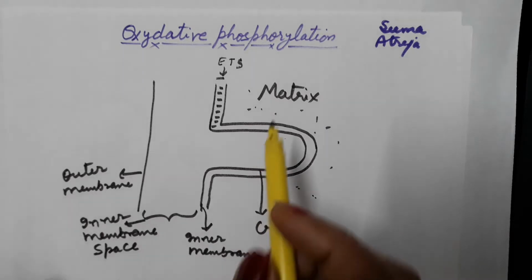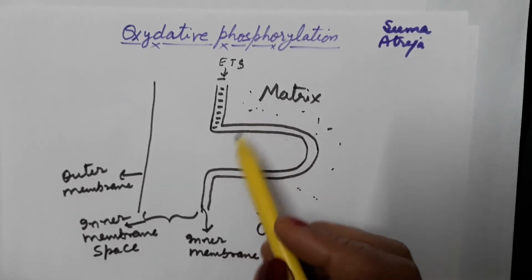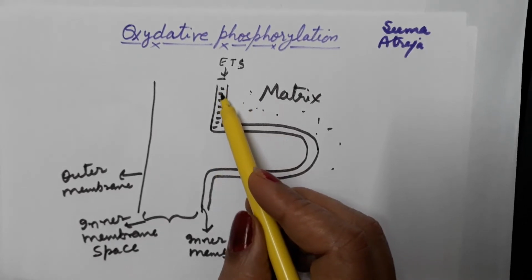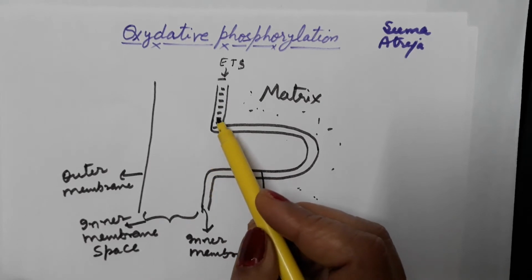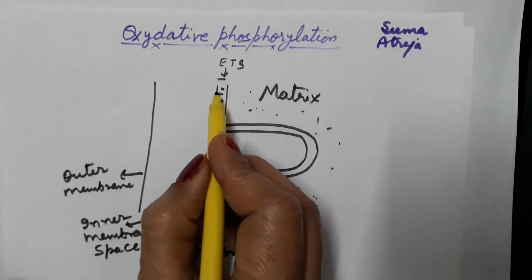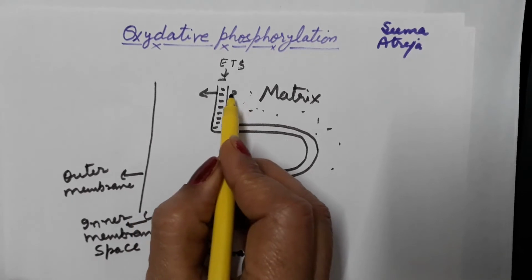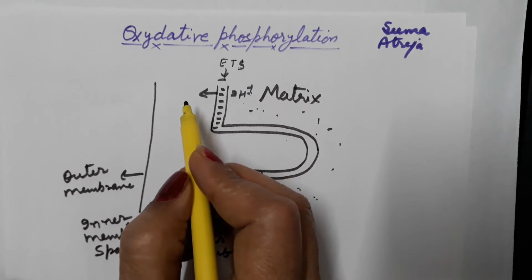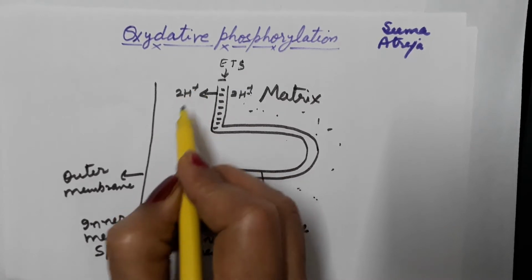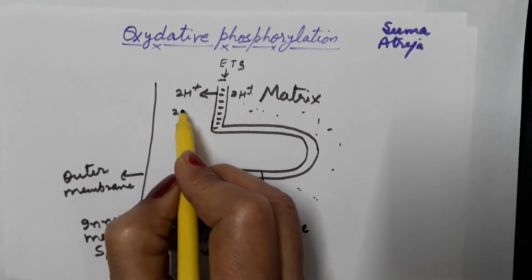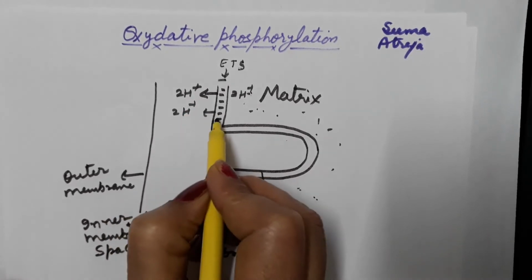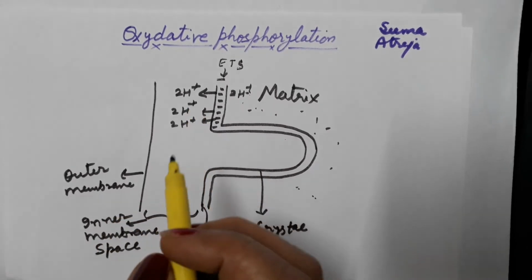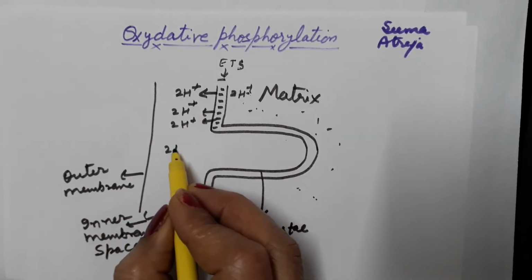NADH2 and FADH2 are oxidized in the matrix of mitochondria. Electrons released in this process travel through the electron transport system. Energy is released and this energy is responsible for transport of protons from matrix to inner membrane space. This we all discussed in our previous topic, electron transport system.